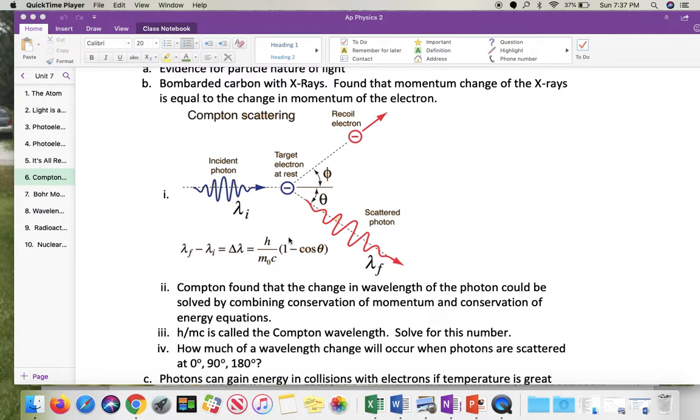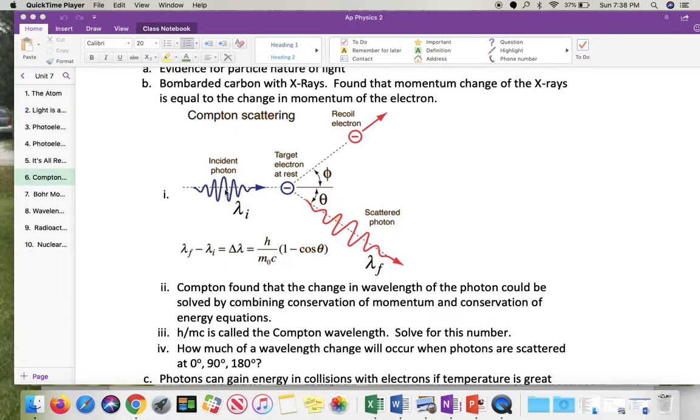Now, with all that being said, we're going to keep this really simple. By us keeping it simple, it may throw our numbers off a little bit. Compton found that the change in wavelength of the photon could be solved by combining both conservation of momentum and conservation of energy equations. So we know how to solve for the energy of a photon. E equals h times frequency. Now, since these are usually going to be in wavelength, you're going to have to sub in c over lambda for frequency. So it's hc over lambda.